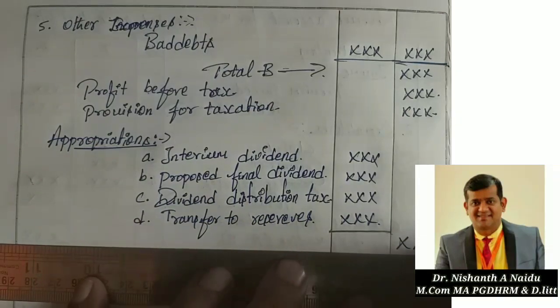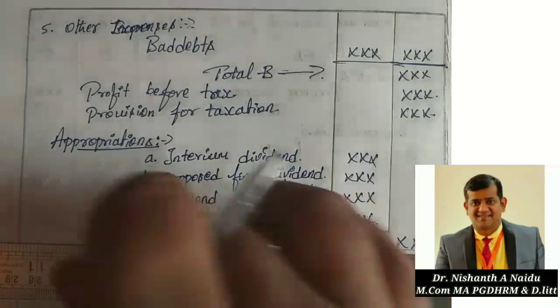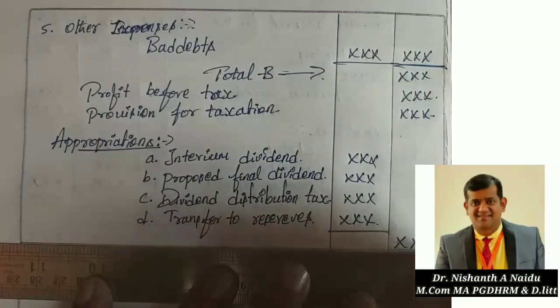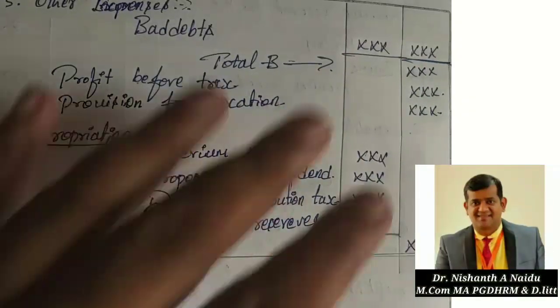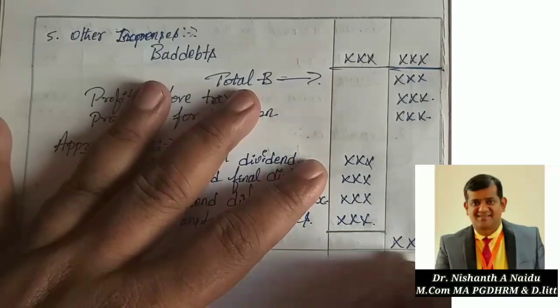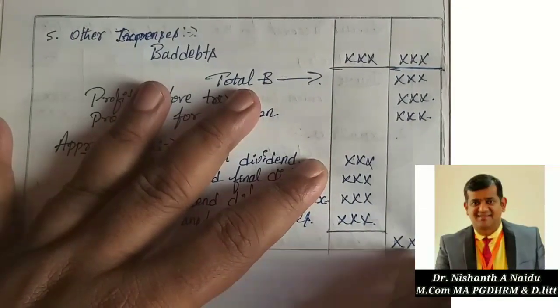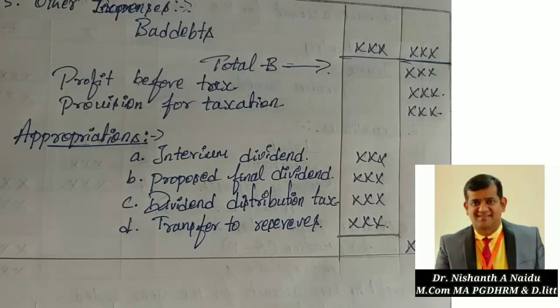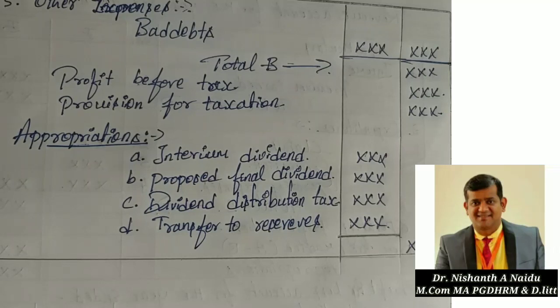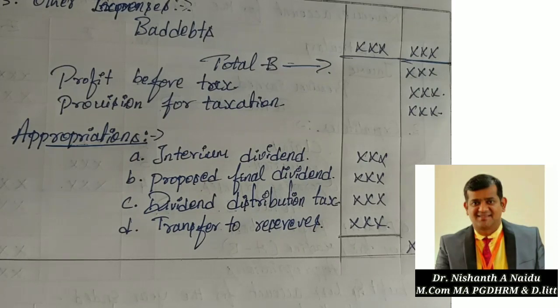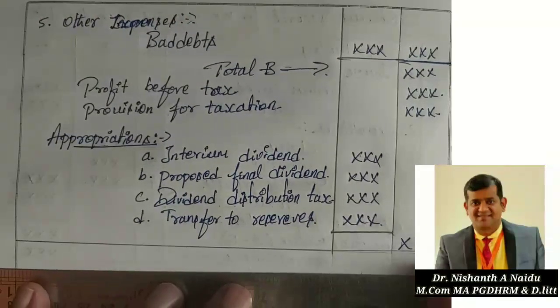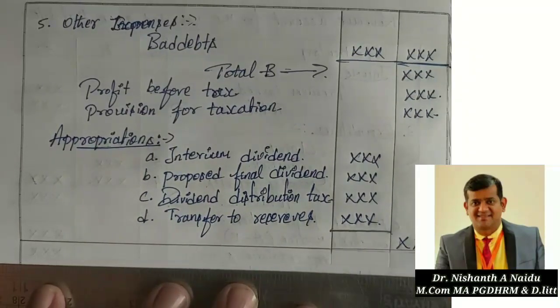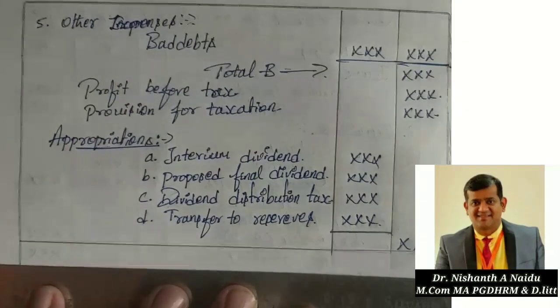So this is the end of the profit and loss account. This is the format which you have to learn. First is income and expenditure, then we have the profit and loss account. Next we are going to understand the balance sheet. So let us draft a column table for the balance sheet.